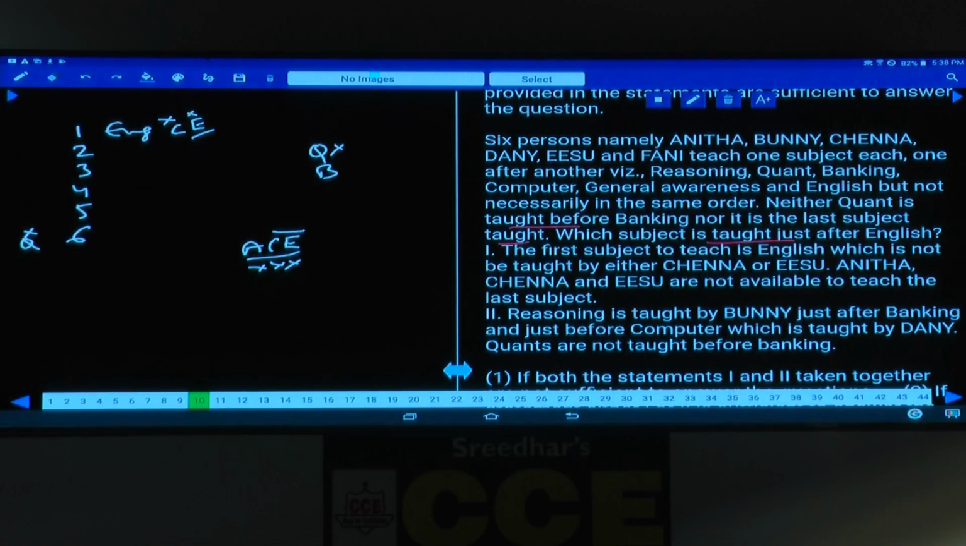Then, coming to the second statement, what is the information here? Reasoning is taught by Bunny, just after banking. Banking and reasoning must be adjacent to each other, and these three must be together, just before computers, which is taught by Danny. And quant is not taught before banking. As quant is not taught before banking, where should banking be? What is the question here? The question is about which subject is taught just after English. After English, we should have the information.